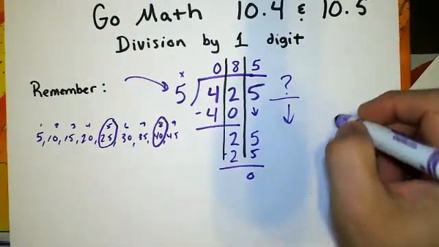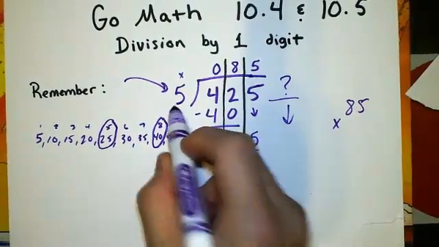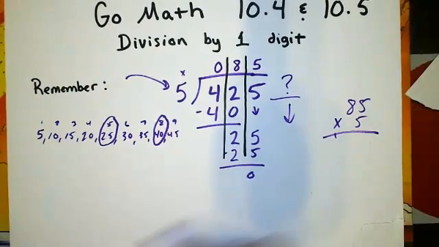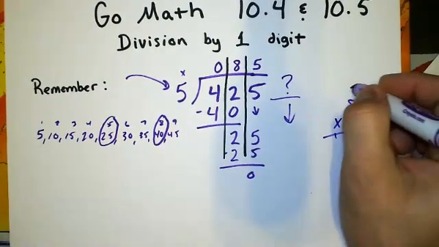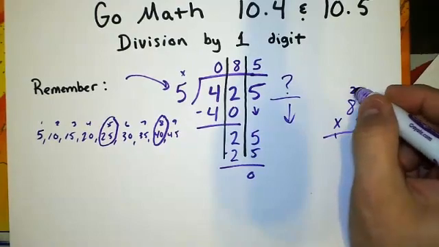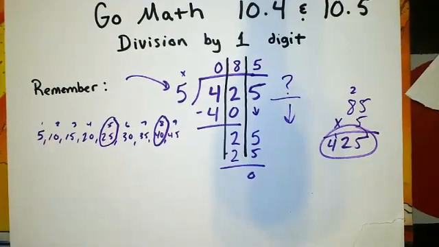Okay, so my 85 is my number. So I know 85 groups of 5. I'm going to work backwards to double check myself. Should be 425. So 5 times 5 is 25. 8 times 5 is 40. Plus 2 is 42. There's my 425.